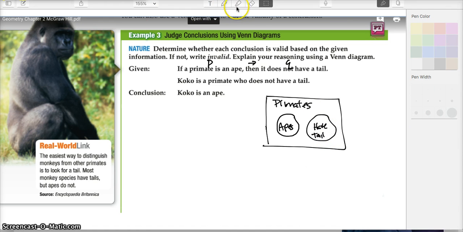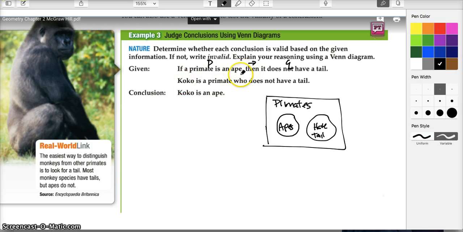So now the question is, where does Coco belong given our statement? Coco is a primate, so she belongs within the box. She doesn't belong in this circle because this is the circle of primates that have a tail. So she could belong in this region with the apes, but she could also very well belong in this region that we haven't defined, that is neither apes nor tail havers.